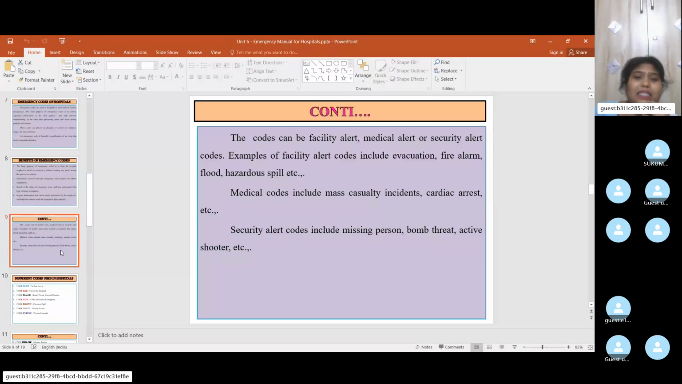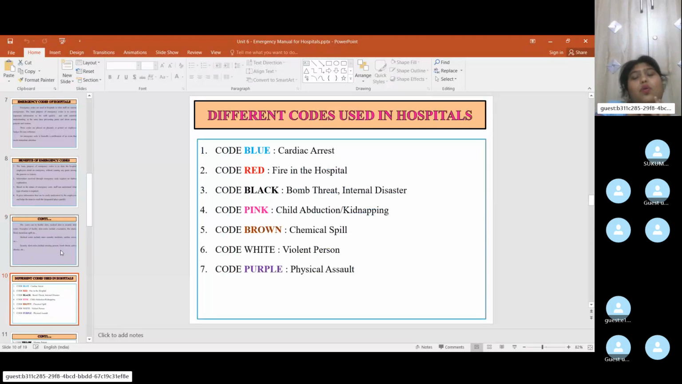Okay. And next one is, so these are the different codes that are used in hospital. Please pay attention. I'll give you the example then and there. I'm not going to explain these codes in detail. Everything is very much self-understanding. Whenever you get time, open your books and go through every code. So I'll give you just a brief information about it.